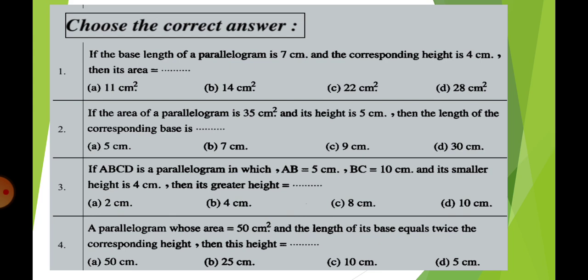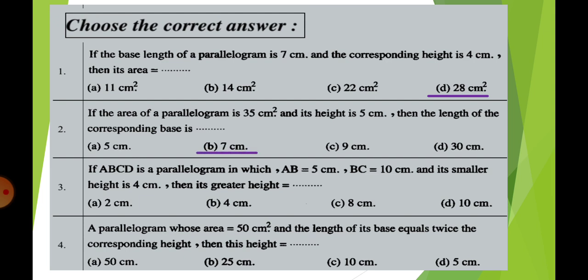Choose the correct answer. If the base of the parallelogram is 7 and the corresponding height is 4, then the area equals base times height. 7 times 4 equals 28 centimeters squared. Number 2, if the area of the parallelogram is 35 and the height equals 5, then the length of the corresponding base equals area divided by height. The base equals 35 divided by 5 equals 7 centimeters.